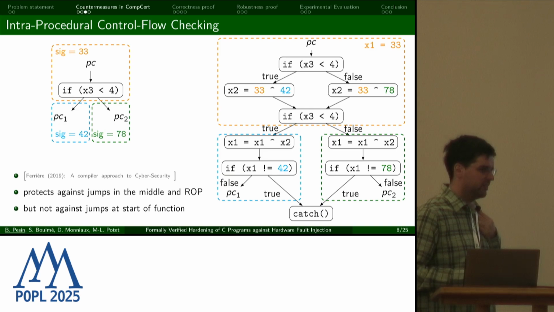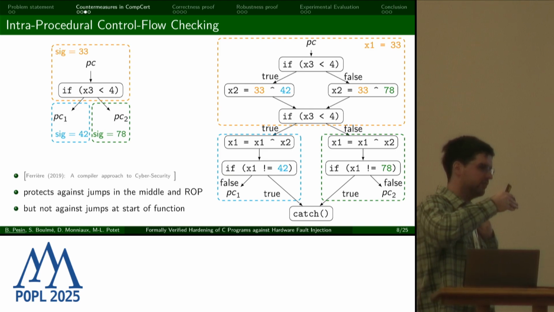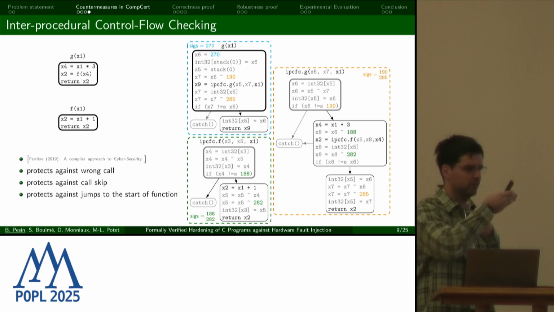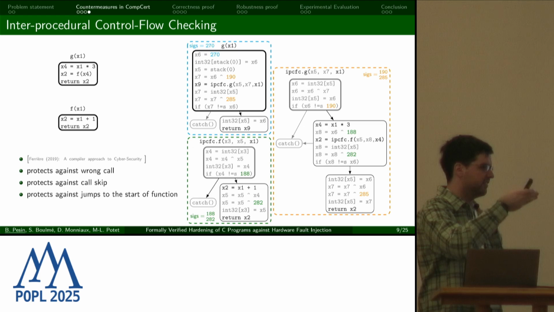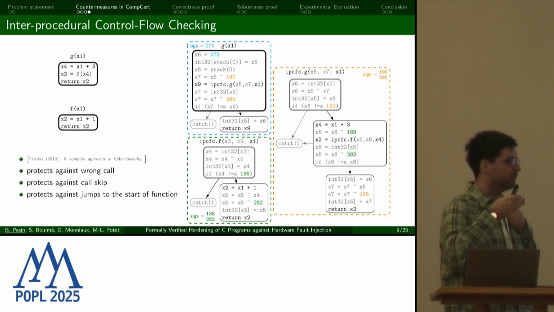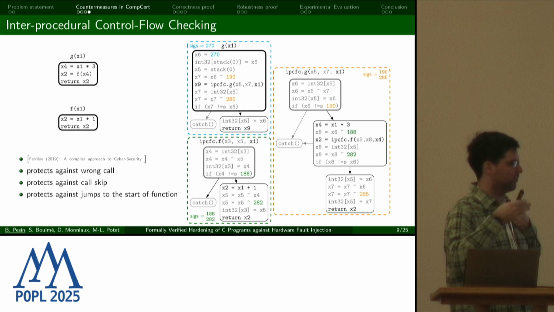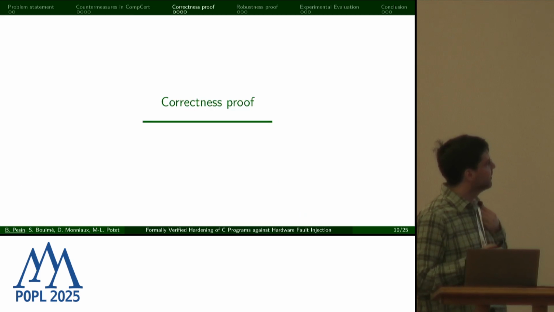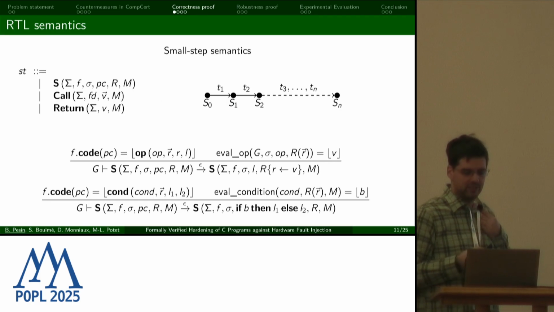But it doesn't really protect if the attacker jumps at the very start of the function, because that's where GSR was initialized. And so to protect against this, we implemented a second version of the countermeasure, which I will not go into too much detail, but the idea is essentially the same. You have some signatures for each function at the entry point and exit point, and you compose them and check that you entered the correct function and that you exited from the correct function. Okay. So these are the implementations.